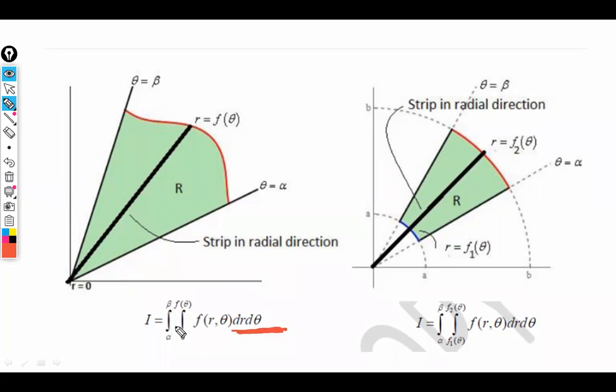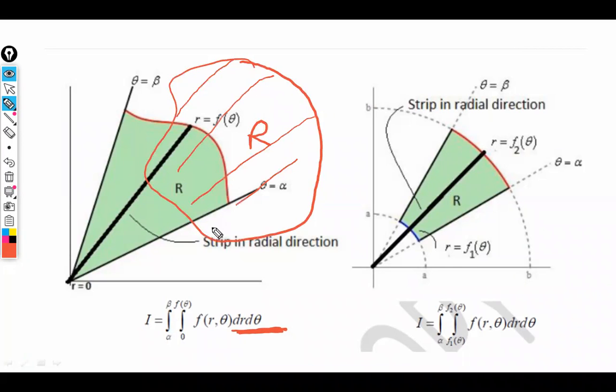Whatever region we are given, suppose I take some random region. Two diagrams are already on the screen, but suppose instead I have some region like this. This is my region R, where we have to evaluate the double integral. Generally in polar form, we take a strip along the radial direction. I will draw the strip now. The strip will go like a radius vector. The strip will not be vertical and will not be horizontal. It is along a radial direction.